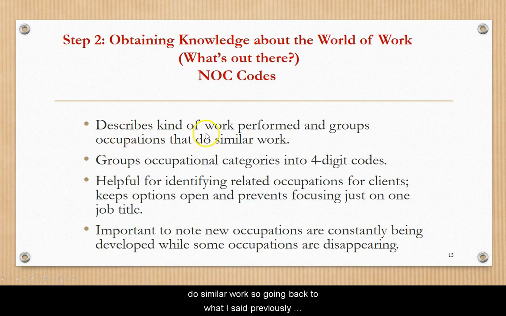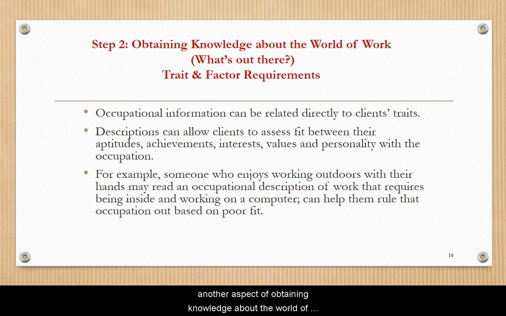The NOC codes, of course, describe the kind of work performed and group occupations that do similar work. So going back to what I said previously about finding similar occupations, it groups the occupational categories into 4-digit codes, as you saw when you tried it out in the fall. So again, this is helpful for identifying related occupations for clients, helps to keep options open, and prevents focusing on just one job title. It's really important to note that new occupations are constantly being developed while some occupations are disappearing. So again, important to supplement those NOC codes with more up-to-date information.